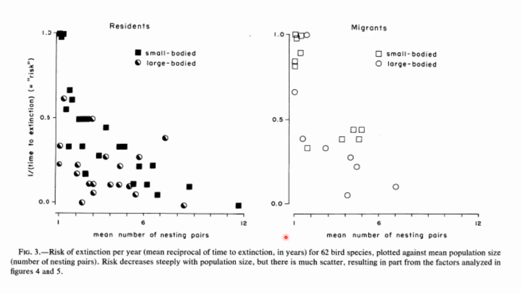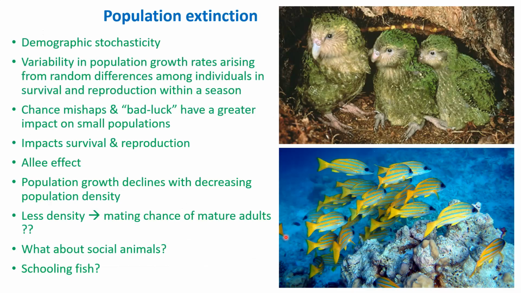So we clearly see evidence for decreased risk of extinction with increasing number of breeding pairs, right? And this phenomenon, decreased extinction risk with increasing breeding pairs or increasing population size, holds for large as well as small-bodied birds, for resident breeders, for migrating breeders. So this principle is applicable to different species with different life history strategies and different functional attributes, right?